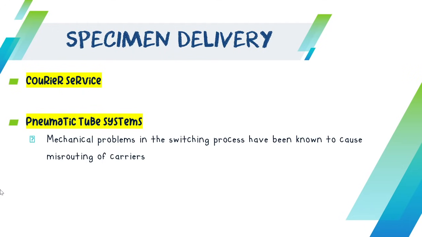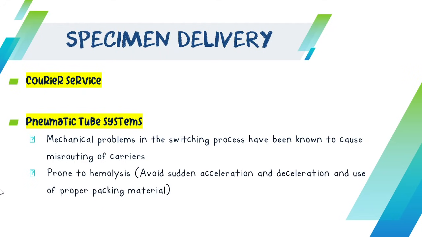So one, mechanical problems in the switching process have been known to cause misrouting of carriers. Imagine there are a lot of sections or departments in a hospital. Right? For example, from the fourth floor, however many floors the hospital has, whether it is a ward or private, and then sending of specimens, and many people are sending. So it is really possible that those samples get misrouted.